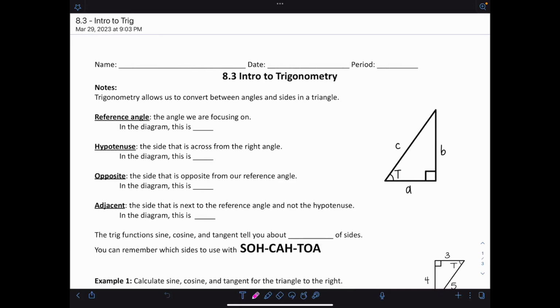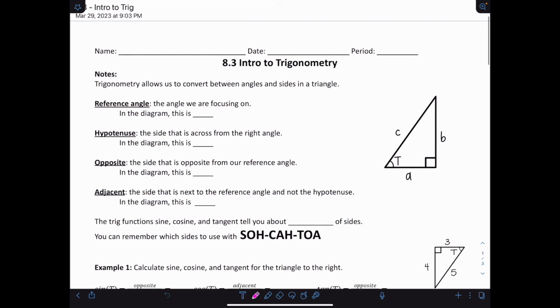Welcome to 8.3, which is our intro to trigonometry in geometry. So we've learned about the Pythagorean theorem this unit. That was the a squared plus b squared equals c squared, which we did in 8.2, and that helped us calculate different side lengths in a right triangle. However, we haven't really talked about how you could change between angles and sides or sides to angles. But that is exactly what trigonometry lets us do.